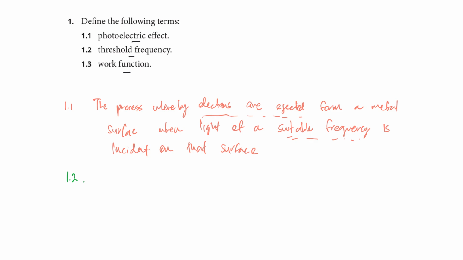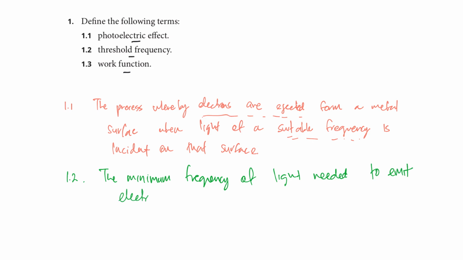Number 1.2 says threshold frequency. Right, with the threshold frequency, we know it's the minimum amount of frequency. It is the minimum frequency of light needed to emit electrons from a certain metal surface.